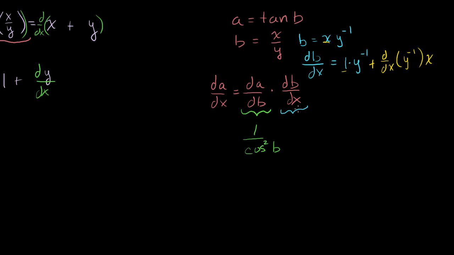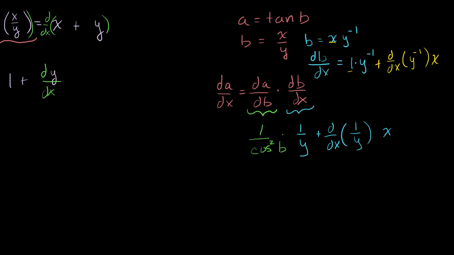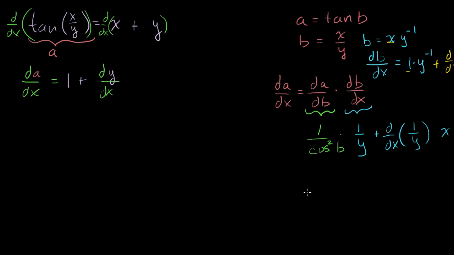So the derivative of b with respect to x is just this thing right there. Derivative of b with respect to x is y to the minus 1, or 1 over y, plus the derivative with respect to x of 1 over y times x. So let me write that down here. We just figured out, or we're almost done figuring out, what the derivative of a with respect to x is. And we could throw that in there. But we're not done. What's the derivative of 1 over y with respect to x?